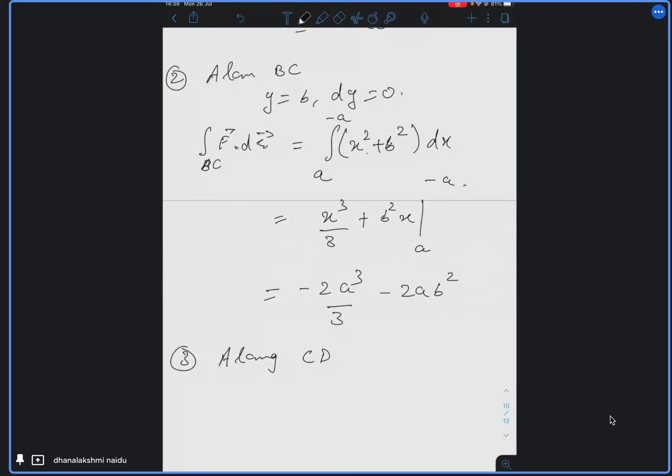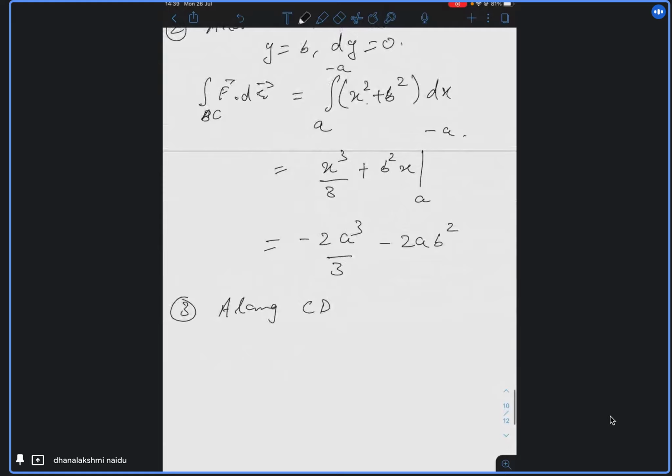CD. So along CD, obviously what is not changing? X is not changing. X is what there? Minus a, I think. And so dx will be equal to 0. And y from where to where? I think b to 0 it should be, no? Yes, ma'am.